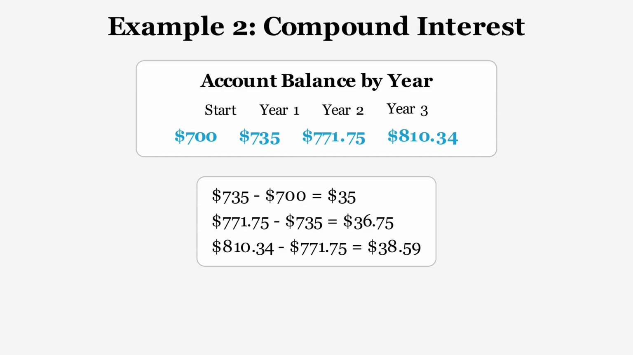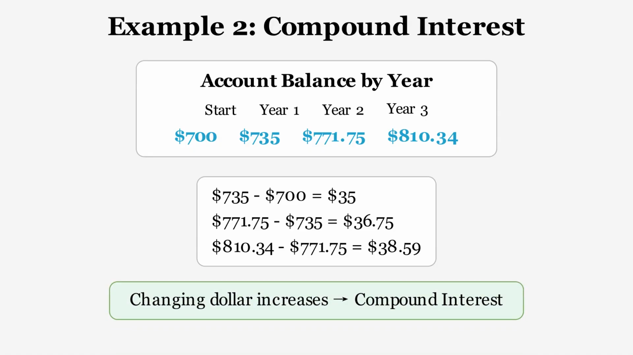The first increase is $35. The next increase is $36.75. The next increase is $38.59. The increases are not the same. The interest is changing because the balance is changing. That is compound interest.